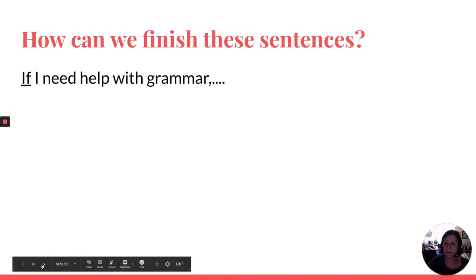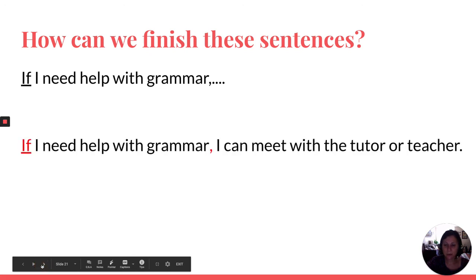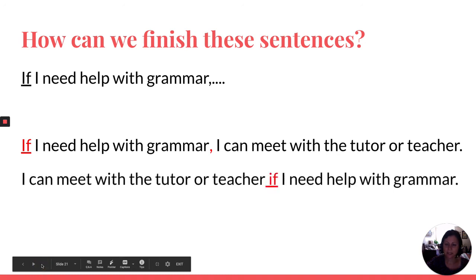If I need help with grammar, if I need help with grammar, comma, I can meet with the tutor or teacher. Or I can meet with the tutor or teacher if I need help with grammar. And remember, we don't need the comma if the dependent clause goes second.